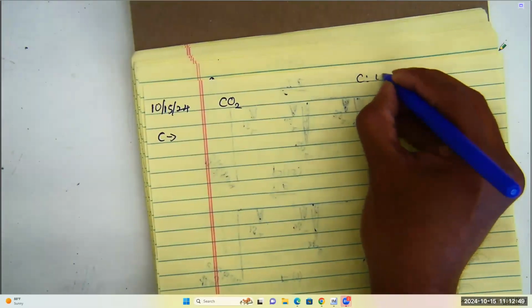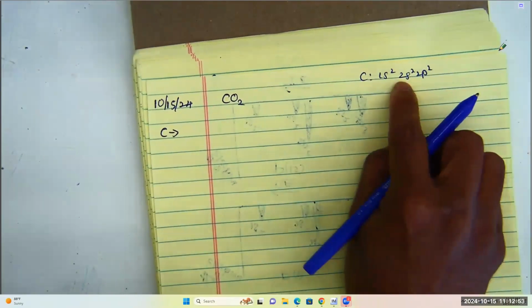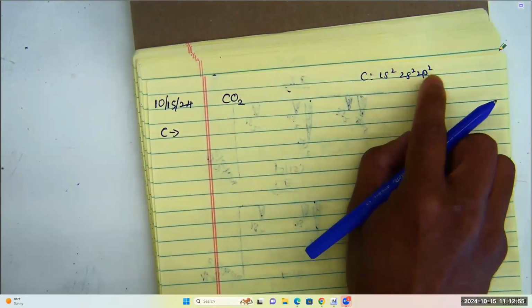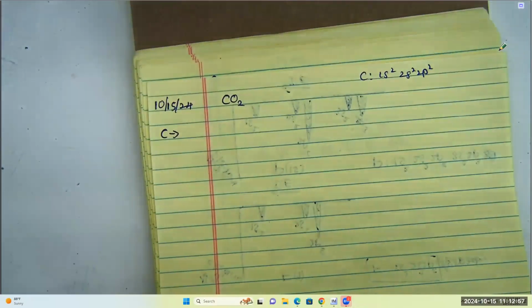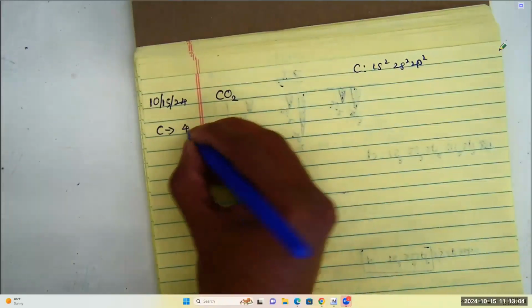Or you just write out the electron configuration of carbon. It should be 1s2, 2s2, 2p2. So in the valence shell, the outermost shell, you have 2 plus 2, 4 electrons. And that's how we know the number of valence electrons of that element. Anyway, so carbon has 4 valence electrons.